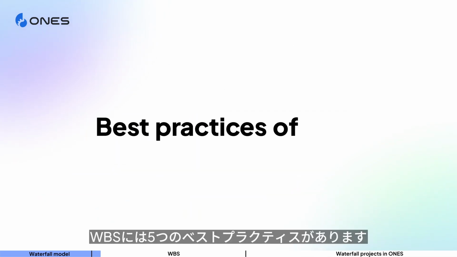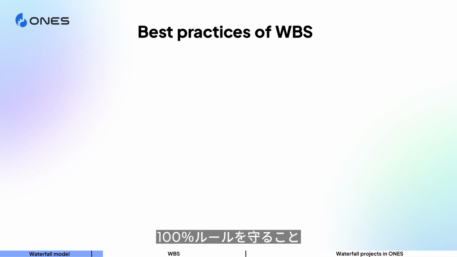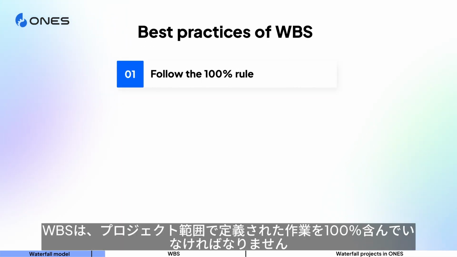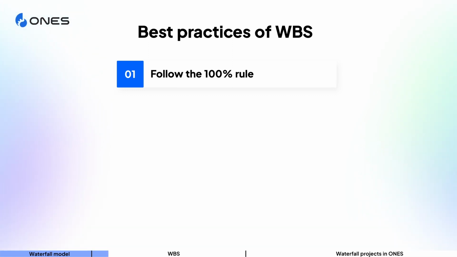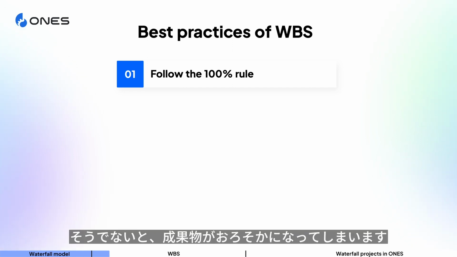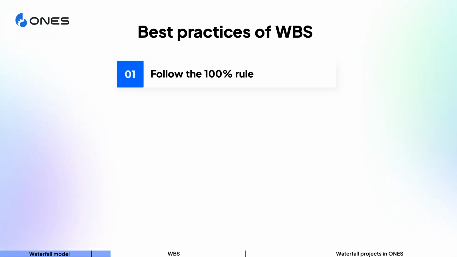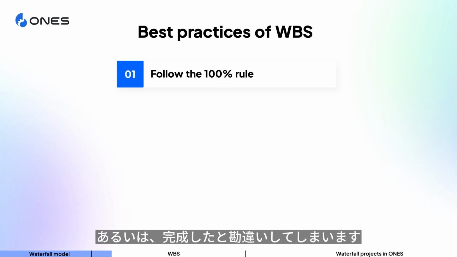There are 5 best practices of WBS. Firstly, follow the 100% rule. This means the WBS should contain 100% of the work defined by the project scope. Otherwise, deliverables will be neglected, or they will be mistakenly assumed to be completed.